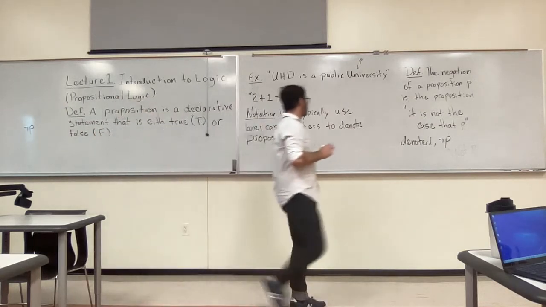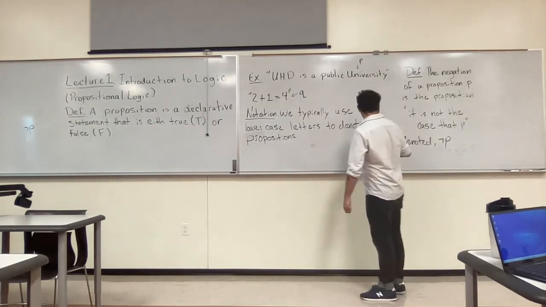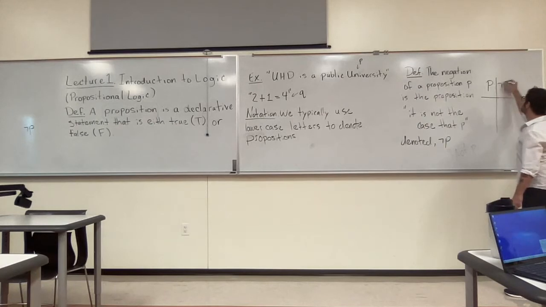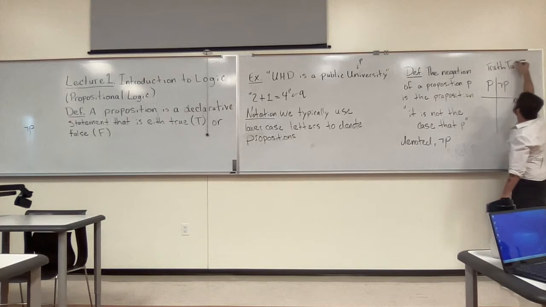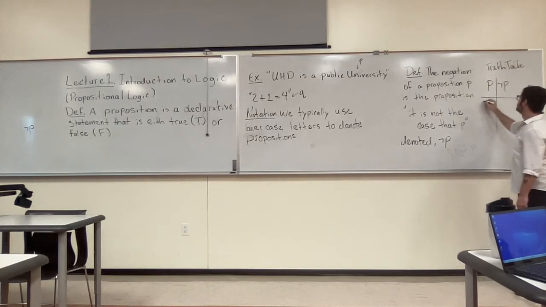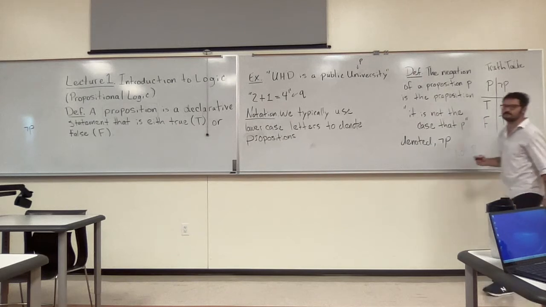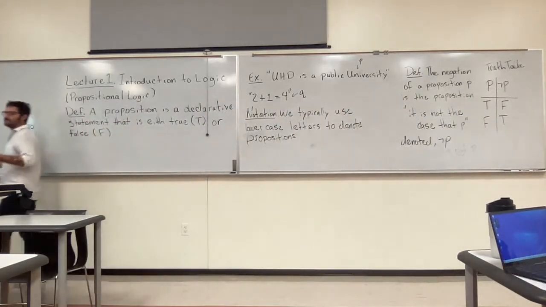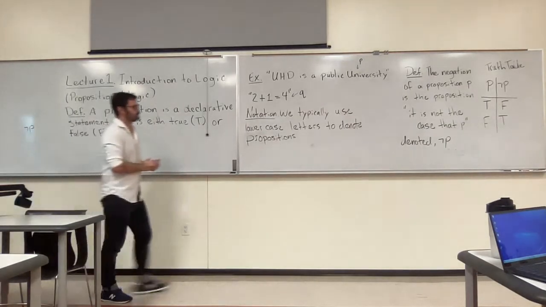And we can represent that notion with what's called a truth table. Let's see if I can squeeze it in here. That's P, and this is not P. And this whole thing together is a truth table. If P is true, not P is false. If P is false, not P is true. That's just a way to schematically show the possible truth values for a given proposition.